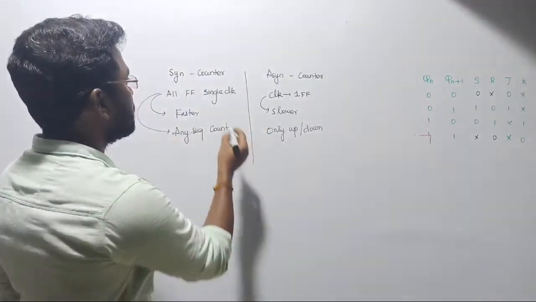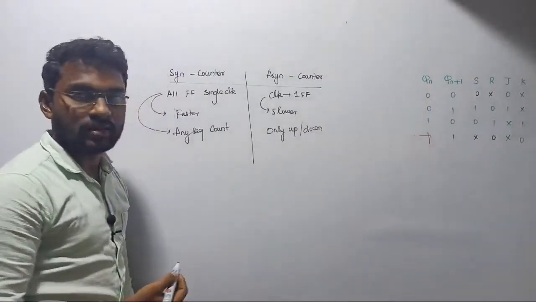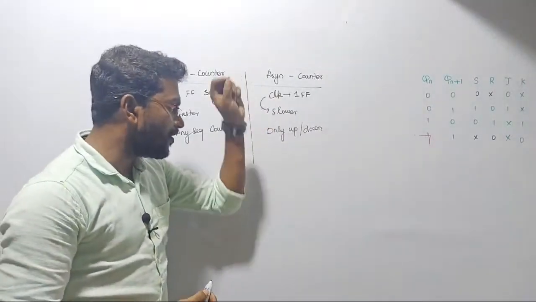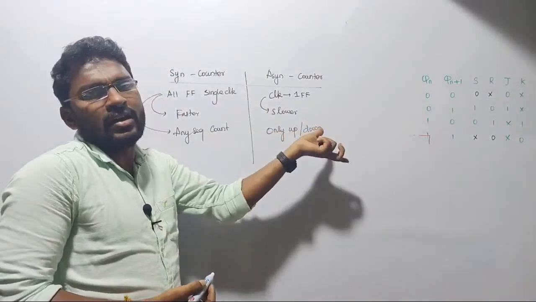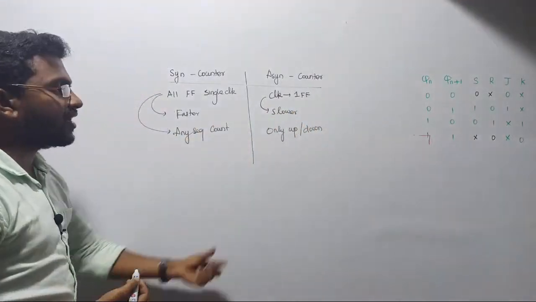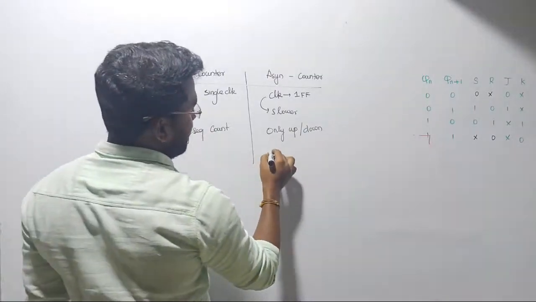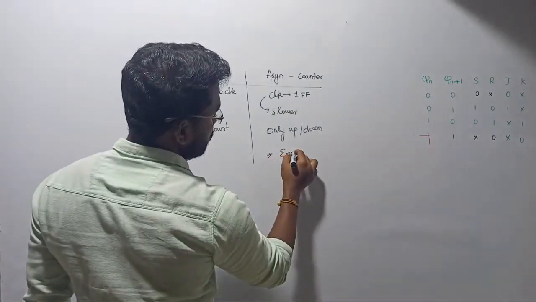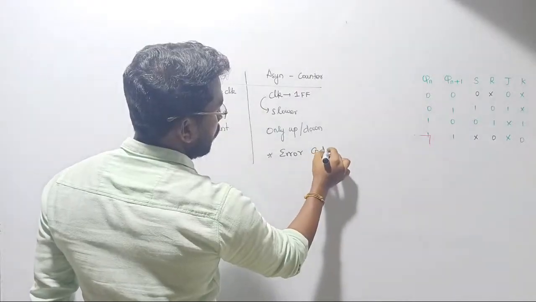So the finalized conclusion is, when we are discussing synchronous and asynchronous counters, in an asynchronous counter we can design either an up counter or a down counter. All counting sequences could not be possible here. That is the next drawback. Here there will be a chance of getting an error in the decoding, right?